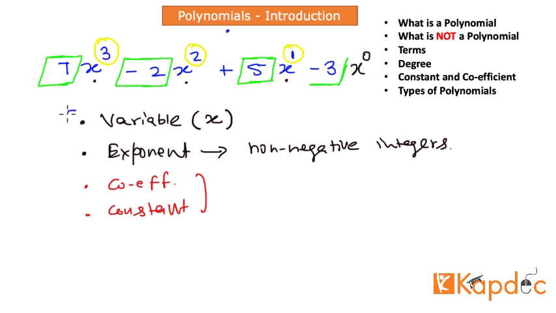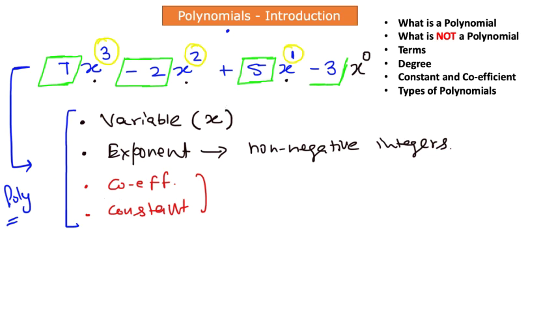So these are various components of an expression, and this is what makes this expression a polynomial. The word poly means many, and there are a variety of components in this expression. Hence, we say that it is a polynomial. Now, you have understood what is a polynomial. Then how do you explain what is not a polynomial?